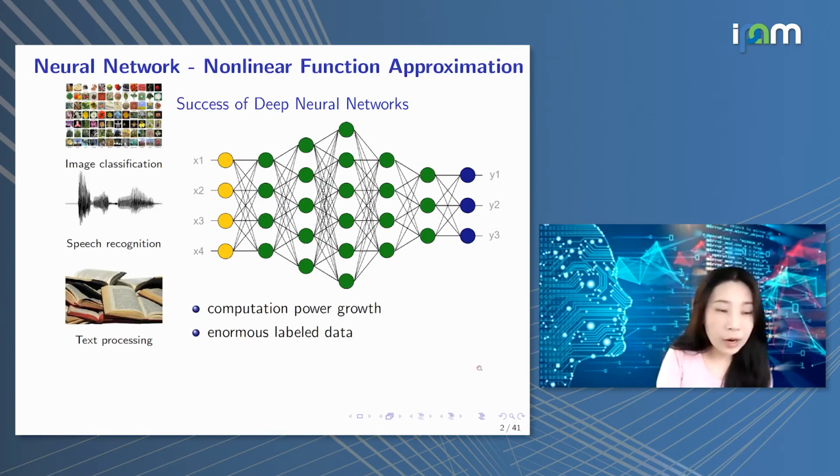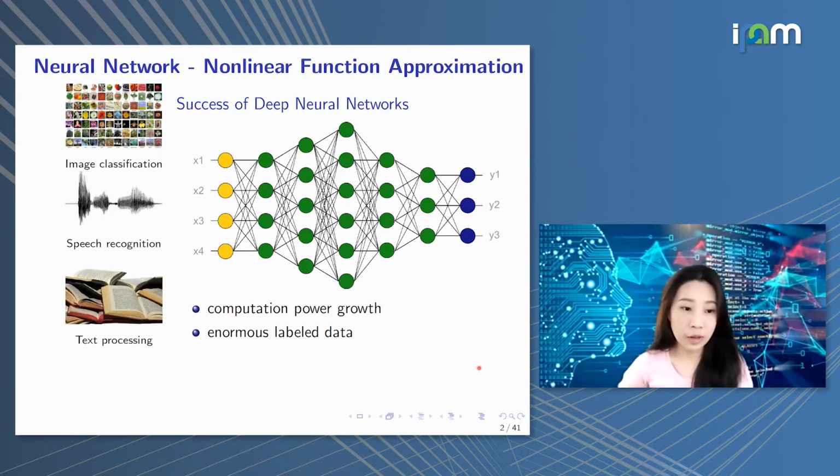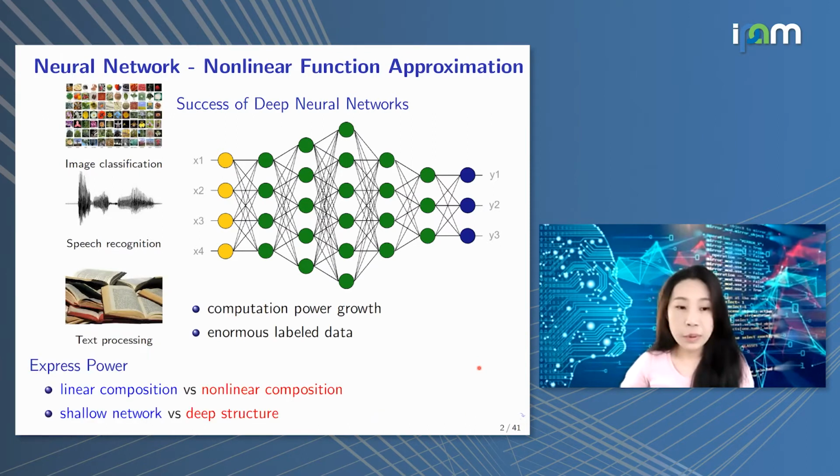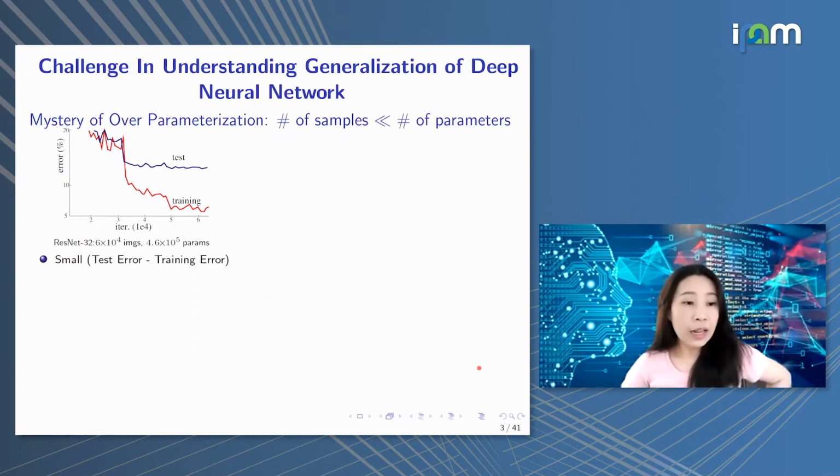So yeah, I guess I don't have to motivate much about the success of neural networks. Its empirical success has been unprecedented, due to the growth of the computation power and the growth of data available. So there are some challenges in neural networks. And today I will talk about one of the challenges, which is in understanding generalization of deep neural networks.